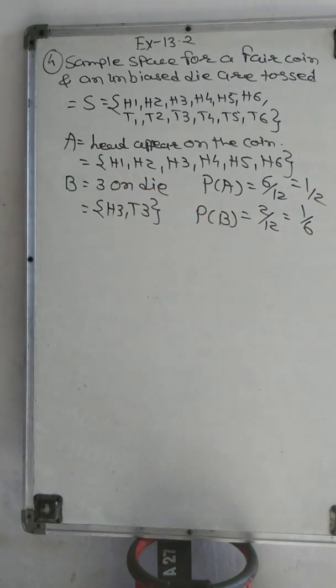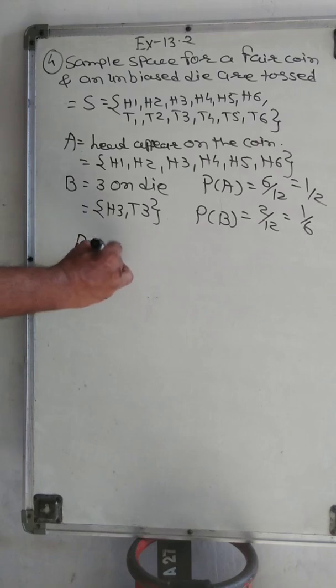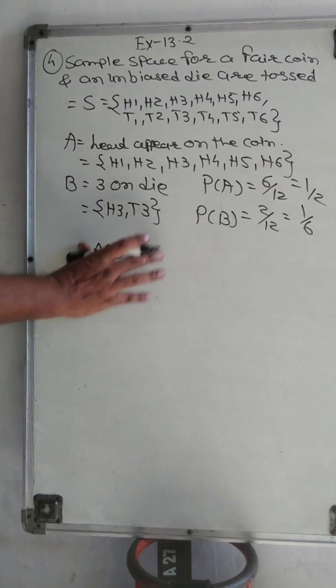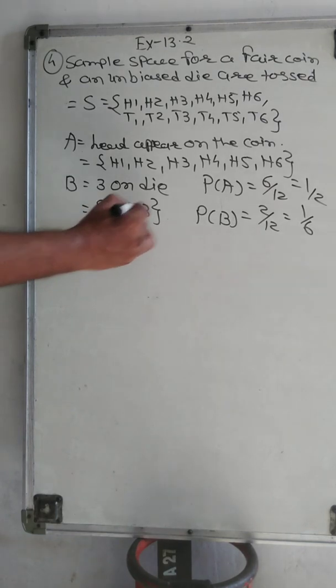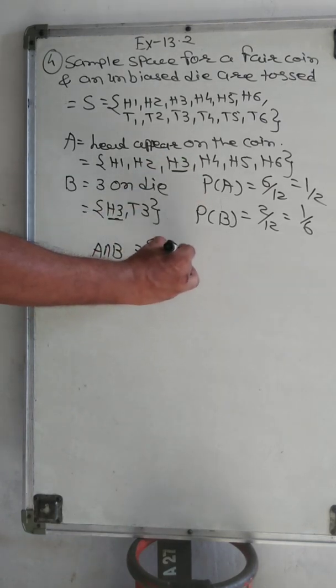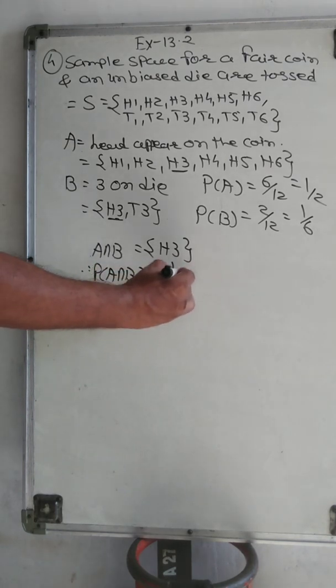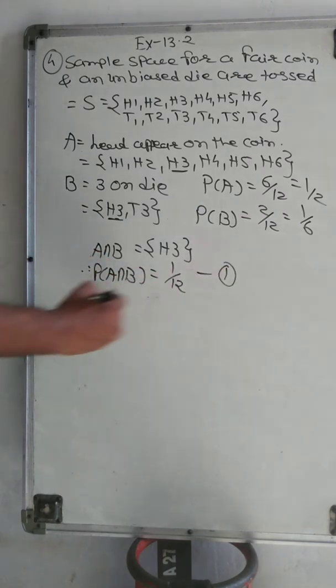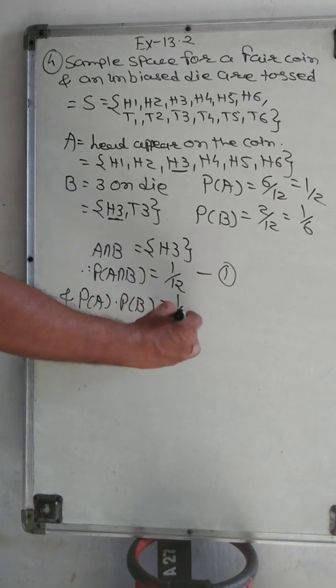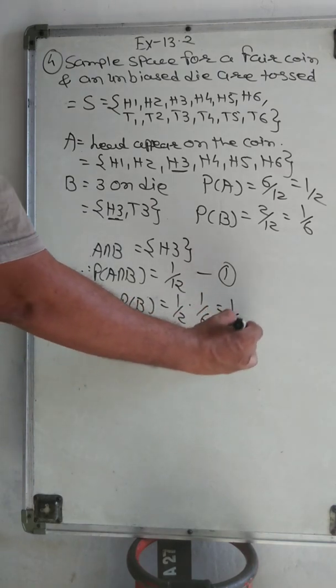Now we want to check whether A and B are independent events or not. So first we find P(A) and P(B). Now we find P(A intersection B). A intersection B has only one common element, H3. So P(A intersection B) is equal to 1 by 12. This is our first result. And P(A) into P(B) is 1 by 2 into 1 by 6, which is also 1 by 12.